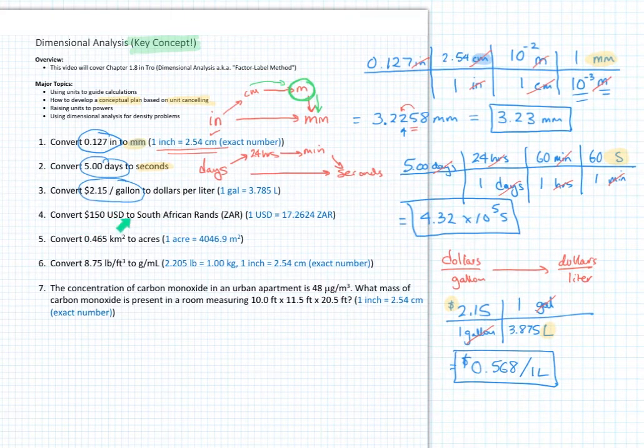We're doing a conversion in currency. So 150 US dollars into South African rands, and the abbreviation for rands is ZAR. That actually has to do with Zuid meaning South, Afrikaans rand. So ZAR is the shorthand name for rands and USD for US dollars. And if you looked up an exchange rate on the web, you would find on the day I did this, it was 1 US dollar equals 17.2624 South African rands.